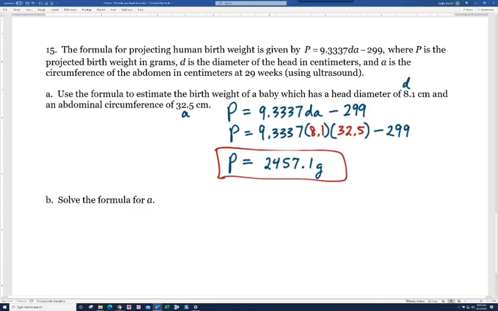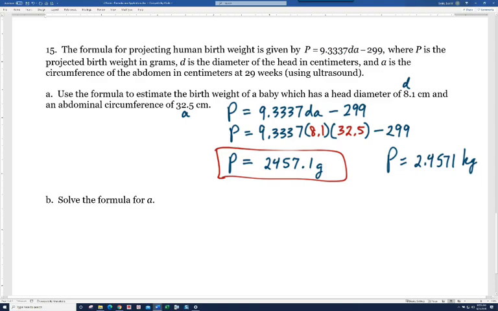Now, if you know your metric system, you know we don't normally write an answer that way because 1,000 grams makes 1 kilogram. So I think in the book or in my math lab, your answer will be like this. But honestly, you would normally write this as 2.4571 kilograms, or you might round it to like 2.5 kilograms.